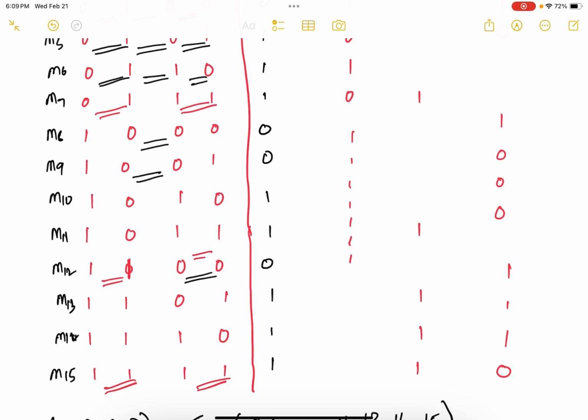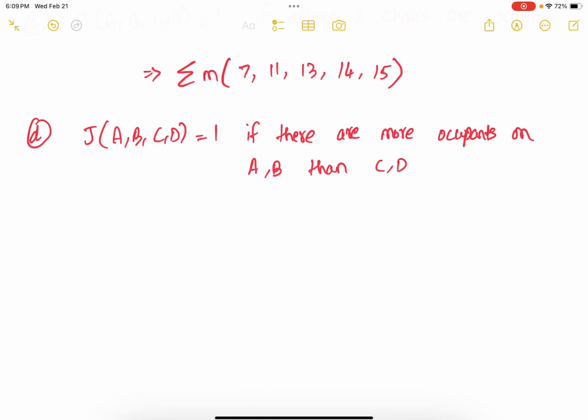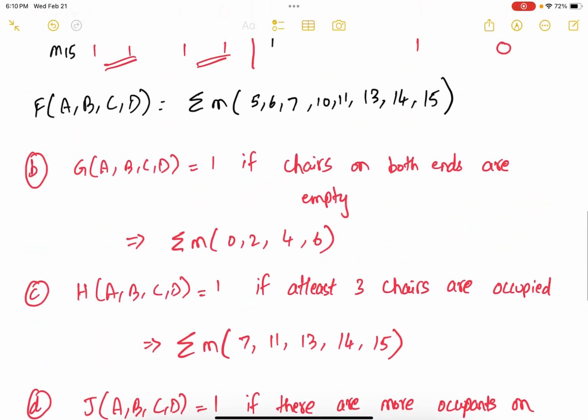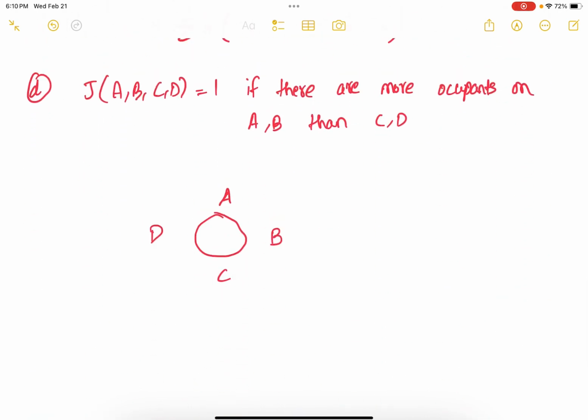Now the problem can be complicated a little bit. What if there are 4 chairs A, B, C and D, but they are not in a row anymore, they are in a circle. So the neighbors of A are D and B, the neighbors of B are A and C, the neighbors of C are B and D, and the neighbors of D are A and C. So how would you compute F, G, H and J for this particular problem here?